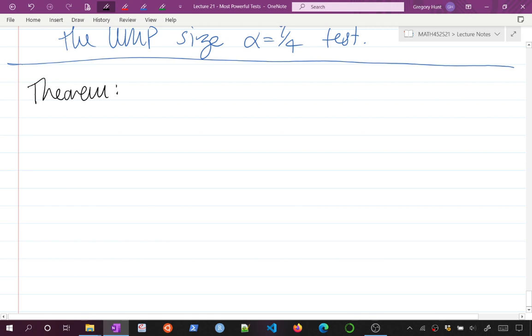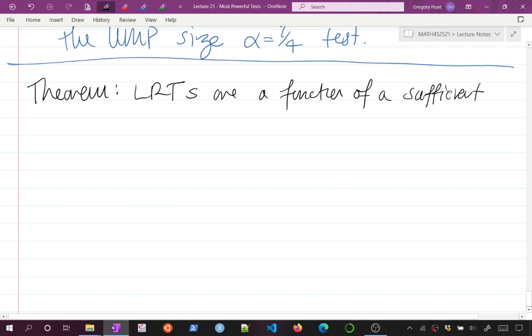So the fact that these tests are interpretable is not a mistake. They're interpretable because you're using sufficient statistics, which are usually pretty interpretable. And that's just a general fact of LRTs. So let's say the theorem is: LRTs are a function of a sufficient statistic. That's kind of the theorem title.